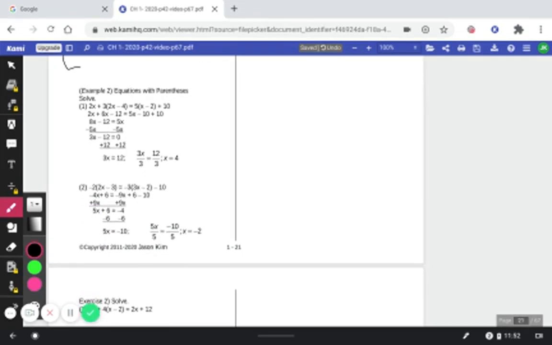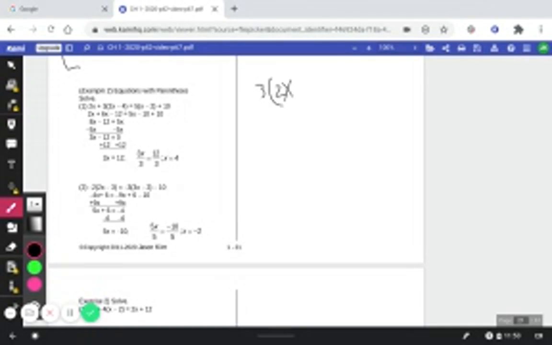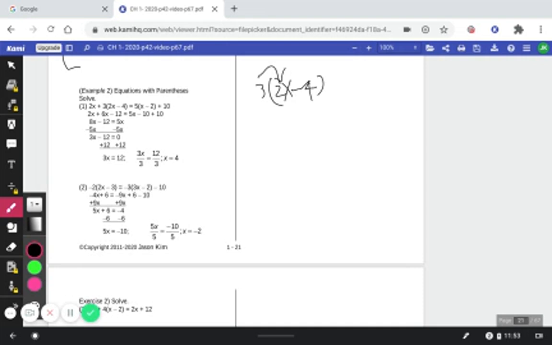So the previous questions had 3 different types of equations that we learned. Now this example is one with parentheses. The whole idea is that if there is a number in front of parentheses, like in this question, you distribute it. So you multiply 3 with 2x and 3 with negative 4. So 3 with 2x is 6x, plus 3 with negative 4 is negative 12.